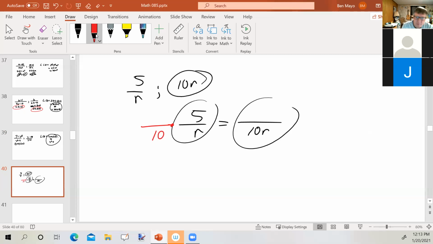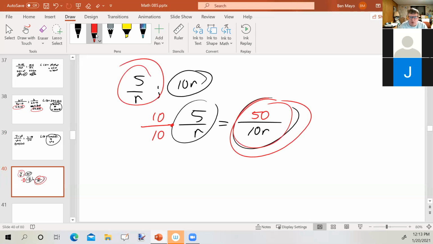So if I multiply the denominator of a fraction by a number, I have to multiply the numerator of the same fraction by the same number. So 5 over r becomes 50 over 10r. Now, a common thing people want to do is say, oh, well, let's reduce that. Well, this problem is about building, not reducing. If we reduced it, we'd get right back to where we started. But we're trying to take this and build it to that. So there's your final answer. Okay?